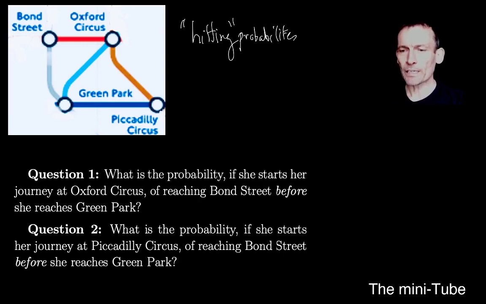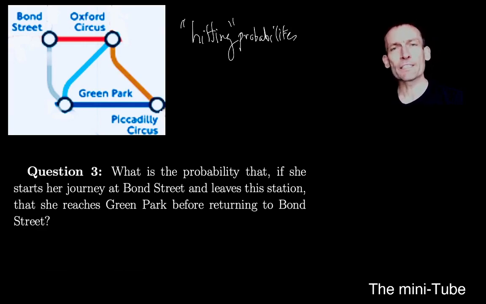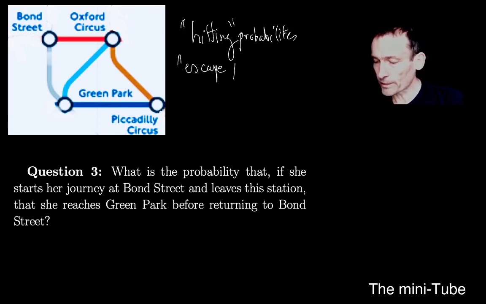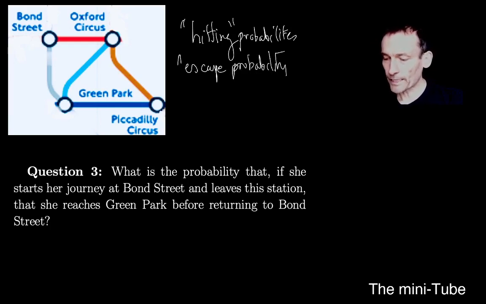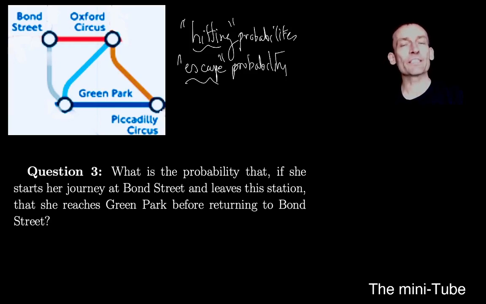And you remember also I asked you a question three, which was: what's the probability that if we start at our target, Bond Street, and go on a journey, we actually end up at Green Park and stop before we get back to Bond Street? Because in a sense you start at your target and you're asking about the probability of not getting back to it because you end up at Green Park instead, we call these escape probabilities. So question three is asking for what we call an escape probability. So we've got hitting probabilities and escape probabilities. Those are the two things we're trying to do.